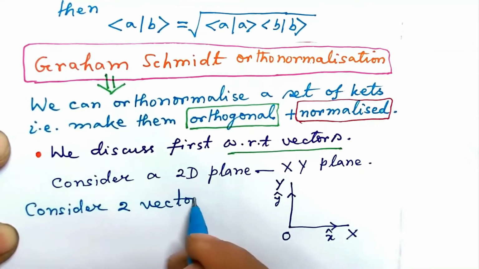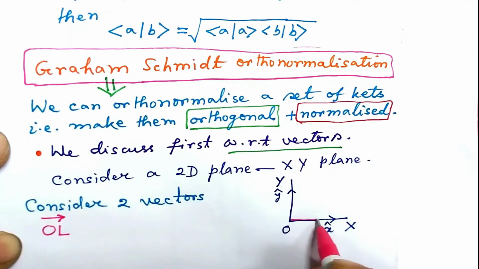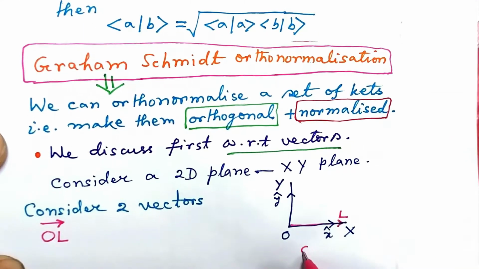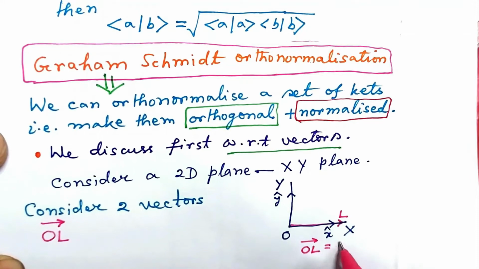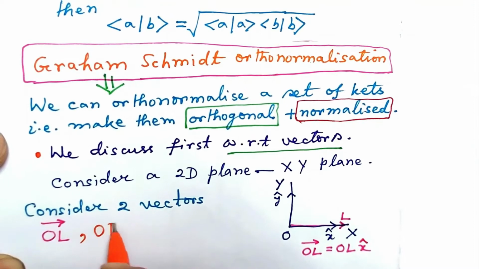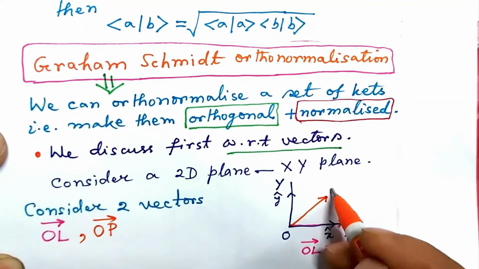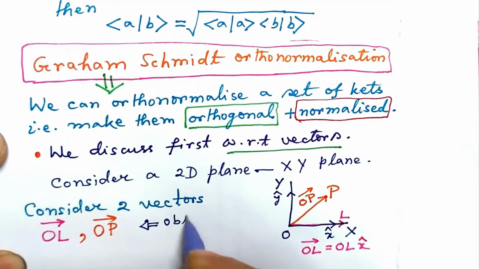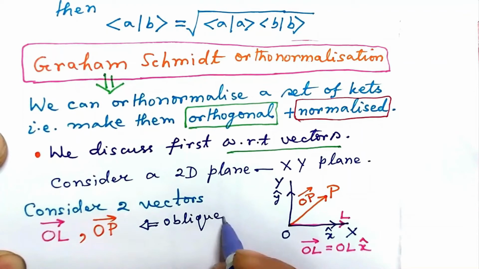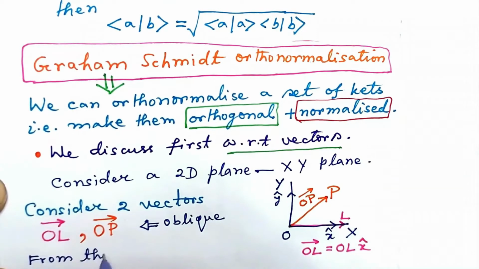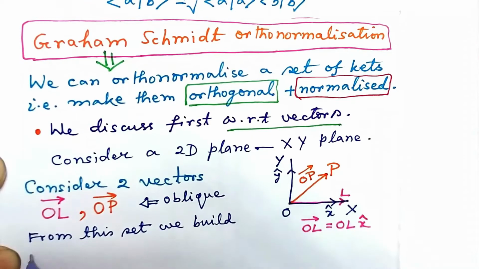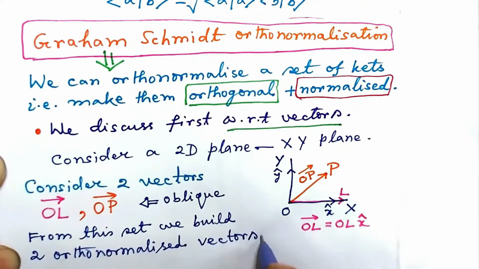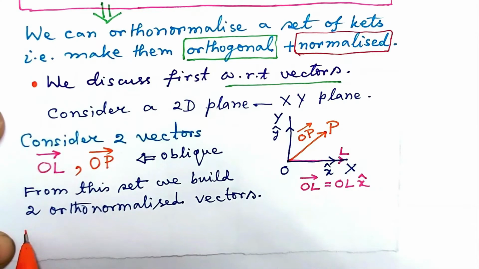Consider two vectors, vector OL, and it is this one, say. So this is vector OL equal to magnitude OL into x cap. Another vector is vector OP, and it is this one. Obviously, the two vectors we have considered are oblique to each other, that is, not orthogonal. From this set, that is vector OL and vector OP, we will build two orthonormalized vectors. Let us start the process.